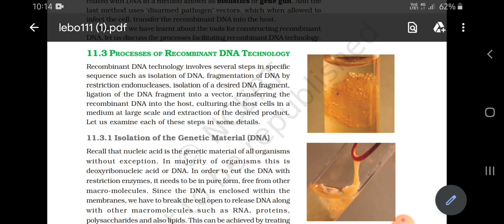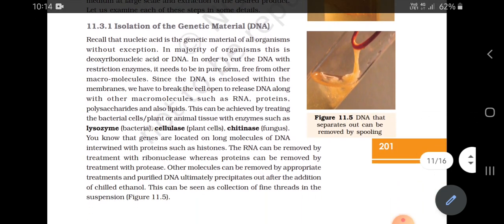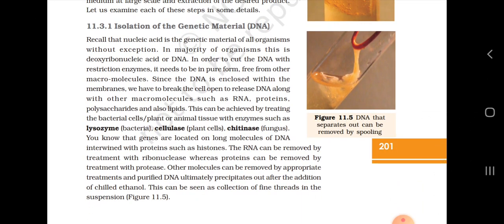I have given just a glance. Today we will go through the various steps of recombinant DNA technology in detail. The first step is the isolation of the genetic material, which is usually the DNA, and RNA in some cases, mostly the viruses. If it is DNA, that means RNA has to be removed, right? So, RNA is removed by the treatment with ribonuclease, and proteins are removed by the treatment of protease.